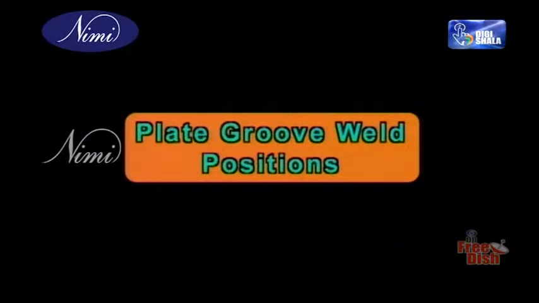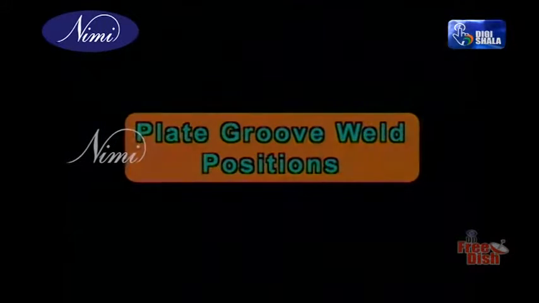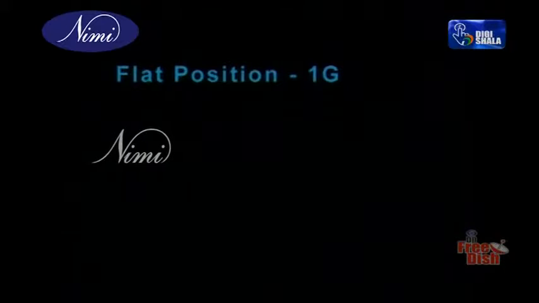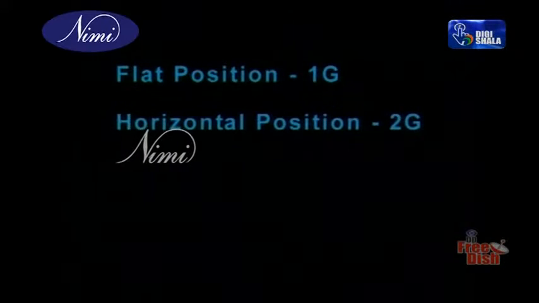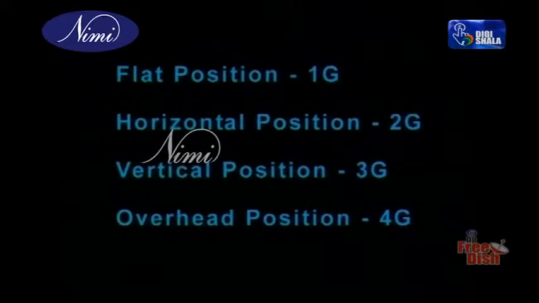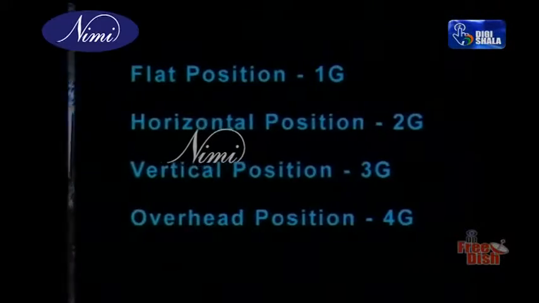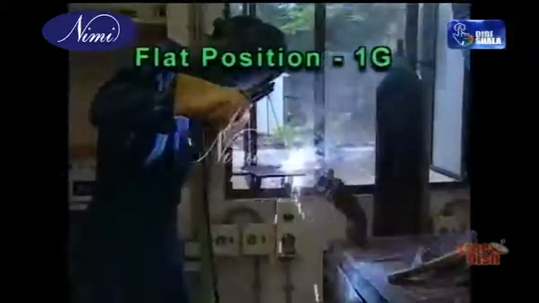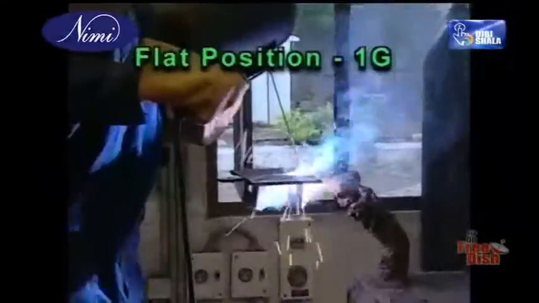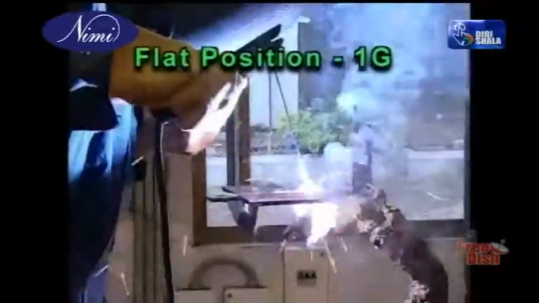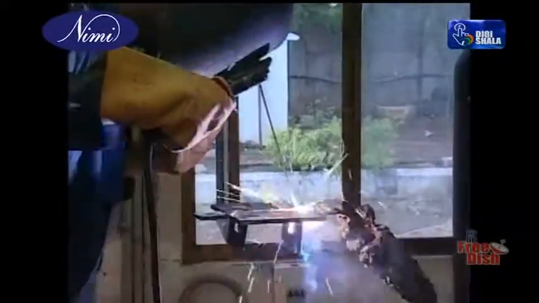Let us see the different positions involved in welding. Flat position, horizontal position, vertical position, overhead position. Flat position. In flat position, the welding object is below the welder and the welding electrode is placed downwards while welding.